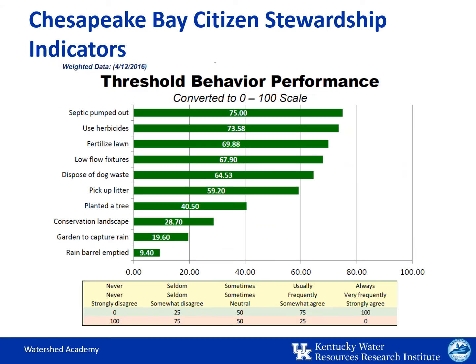The scores were then converted from a 5-point scale to a 100-point scale for comparison and thresholds for engagement levels. So you can see at the bottom how different responses across the 5-point scale were converted over into that 100-point scale and then summed up. And this allows comparison for analyzing different behaviors. Septic system pump out being one of the most frequently engaged in behaviors, whereas rain barrels being empty, that was very infrequent.